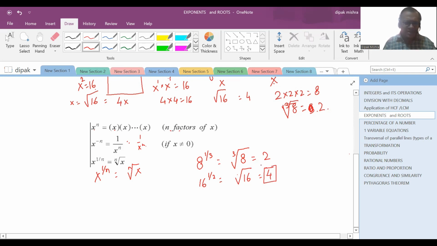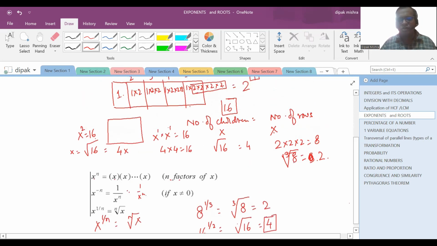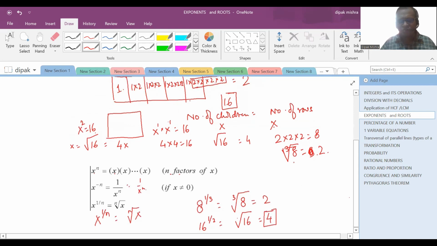So these are some of the basic concepts of exponents and roots, and we'll learn more about these kinds of topics in our next tutorial or next lesson.